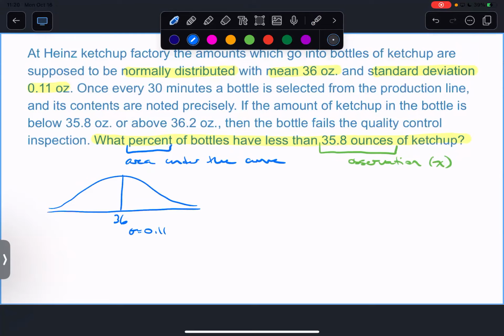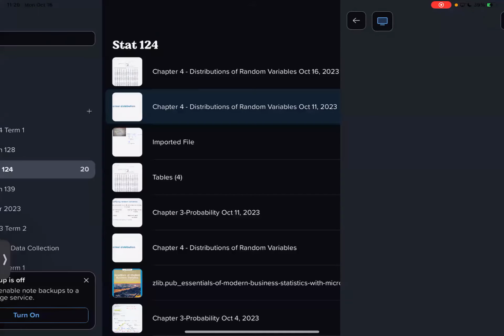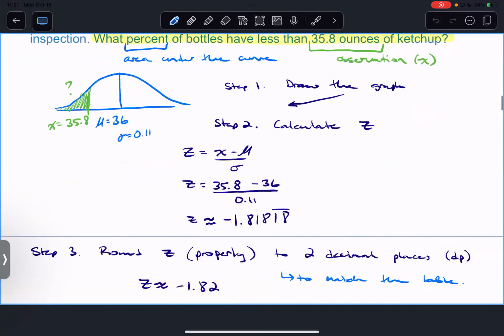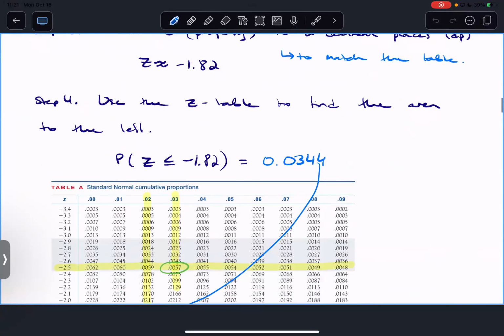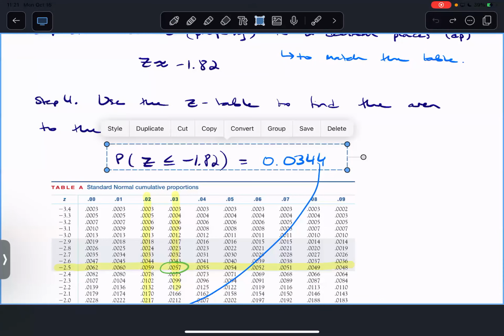Did we finish this one? Yes. Thank you. Then I can just grab it from here. Oops, that's not my crop tool.